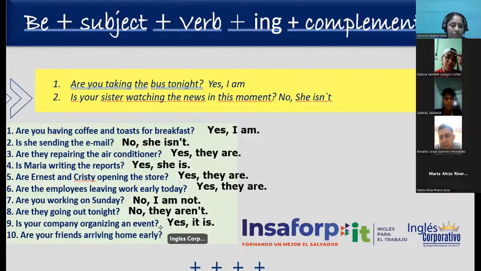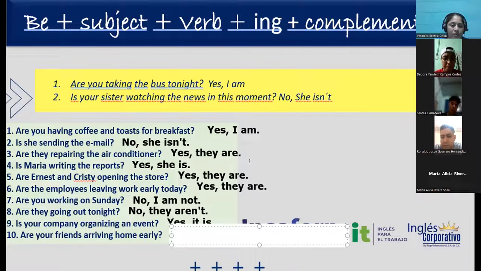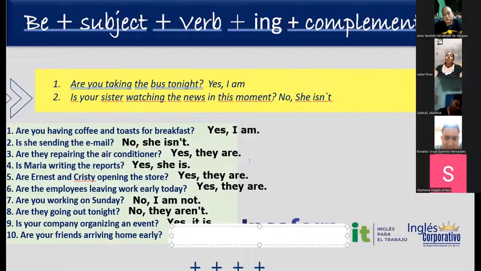Vamos a ver, Deborah, please ask the question to another classmate. Creo que ya participaron todos. Ronaldo. No, ahí está Ronaldo. Ah, Ronaldo. Okay, entonces a Ronaldo. Ronaldo, are your friends arriving home early? Yes, they are. Very good.